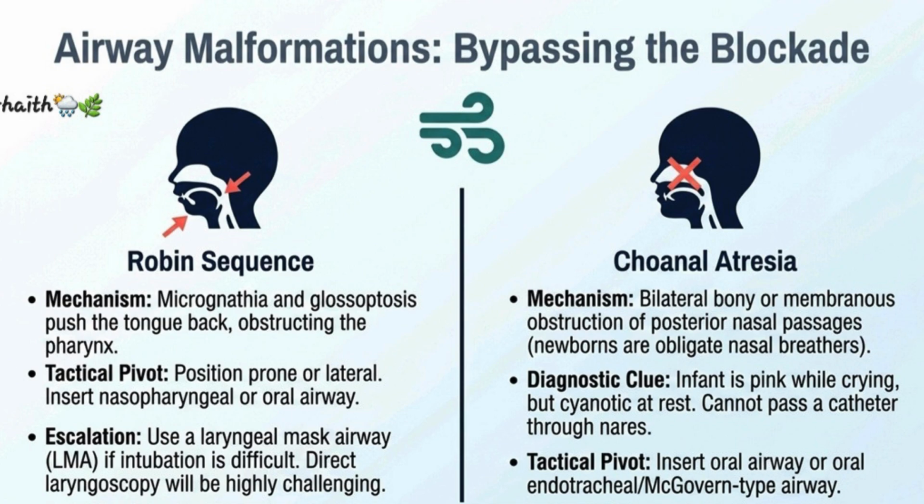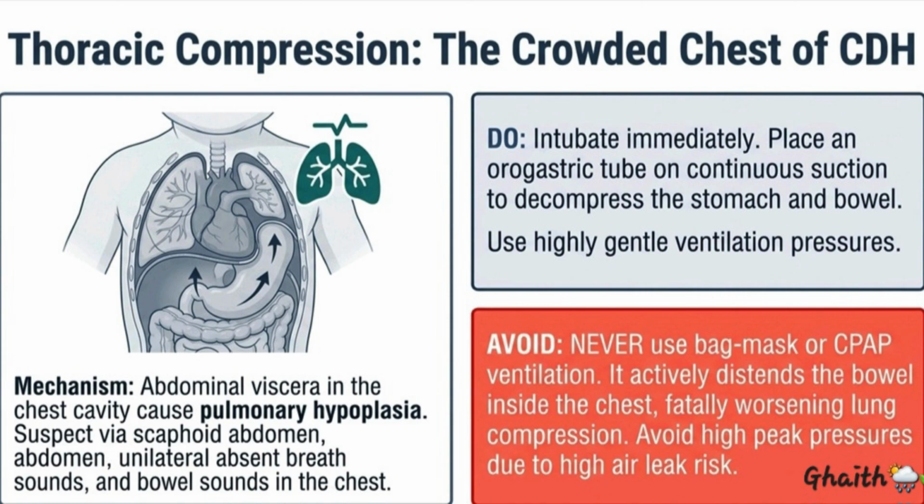The fix is straightforward once you know it. An oral airway, or an oral endotracheal or McGovern-type airway, bypasses the obstruction entirely. Same region, same sounding presentation, opposite airway strategy, which is exactly why anticipating the diagnosis matters.